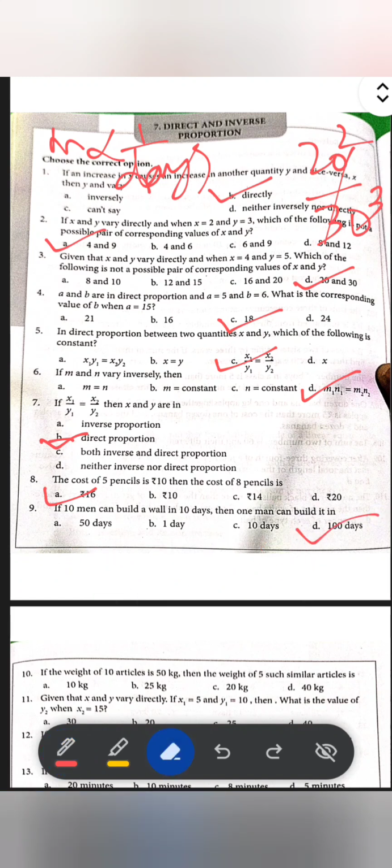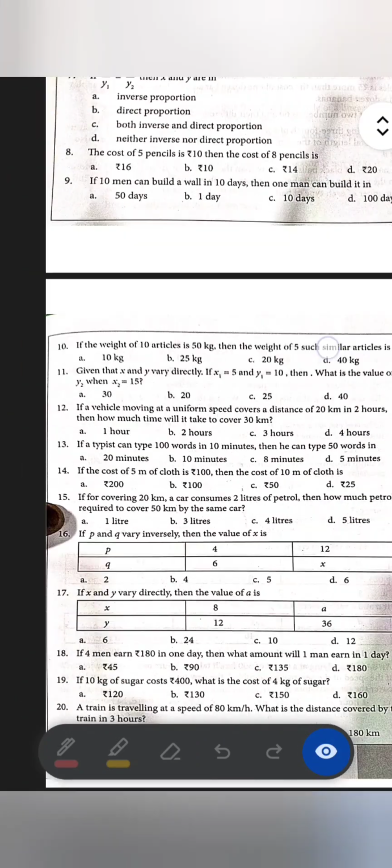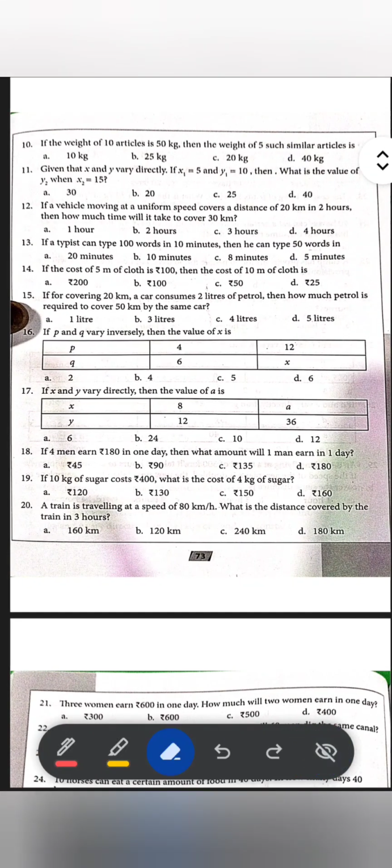Now come to the next part, question number 10. Okay, let's go to question number 10. If the weight of 10 articles is 50 kg, then the weight of 5 such similar articles is what? So this one is also the same. This is direct proportion. How will you come to know that? Weight: the more items you put, the more weight it will gain. Obviously, 1 kg of cabbage, then if you put 5 cabbages in a bag, it is 5 kg. The weight is increasing with the increasing of the items.